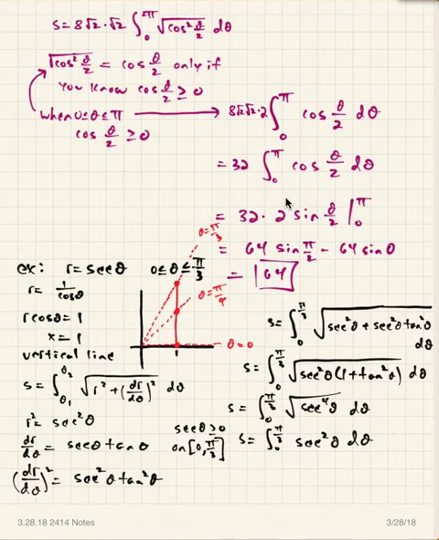And boom, that's actually easy, because we know the antiderivative of secant squared is tangent. And so you just end up with tangent theta from 0 to pi over 3. And at the upper limit, the tangent of pi over 3 is simply the square root of 3, minus tangent of 0, which is 0. And so you get the square root of 3. And that's the length of that vertical line from theta equals 0 to theta equals pi over 3.